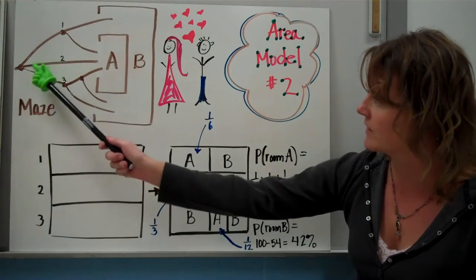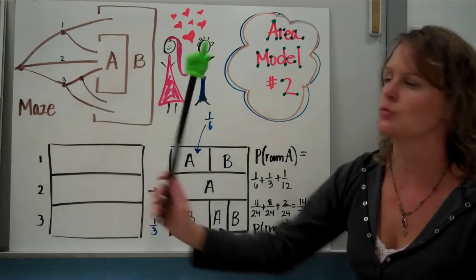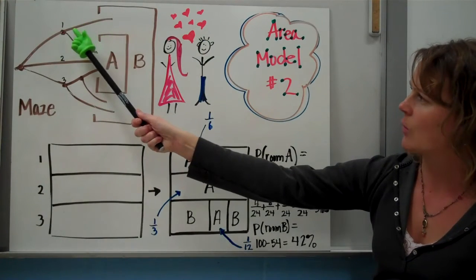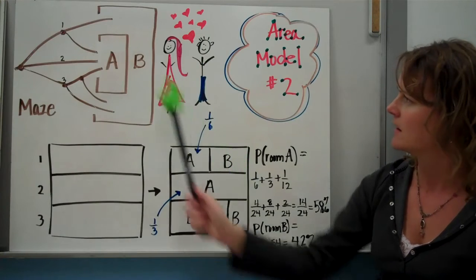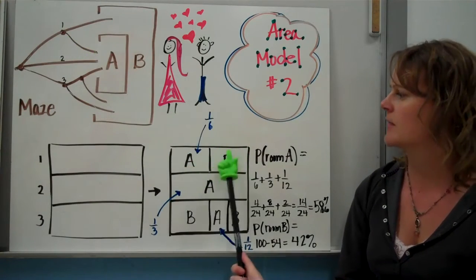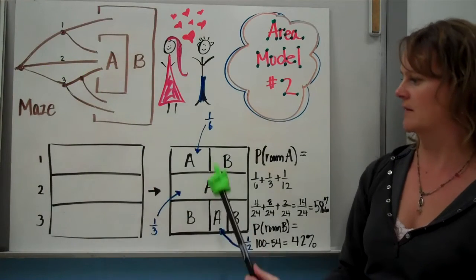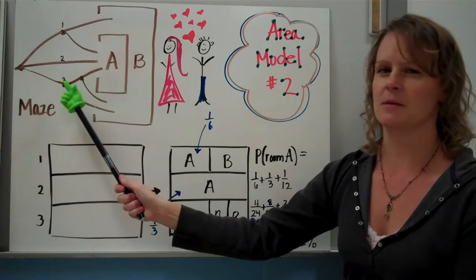But then what happens, you'll notice that path 1 splits into 2 right here. So you'll notice that I took path 1 and I split it into half. And then I notice that one of those 2 goes to room B, and one of those goes to room A, so I've labeled them accordingly. So if you look back up here at the maze, you can see that path 2 goes directly to A. Path 3 does something pretty interesting.